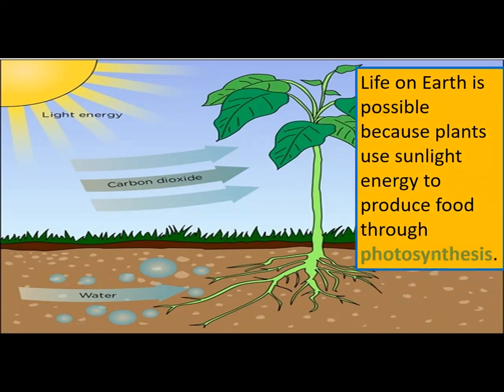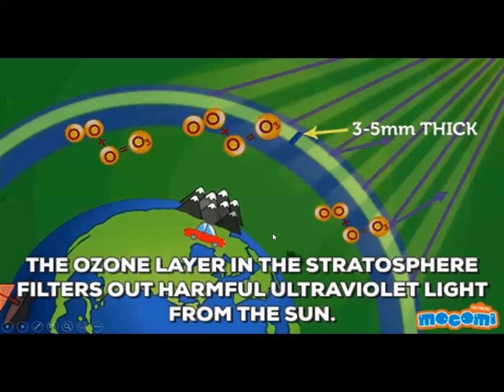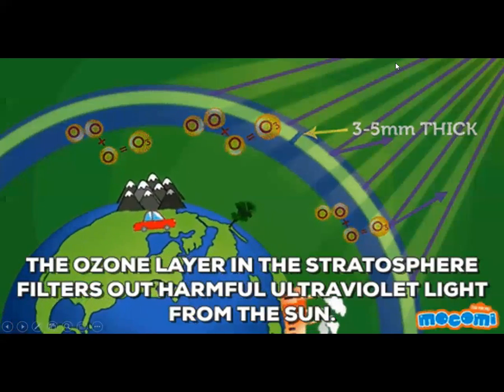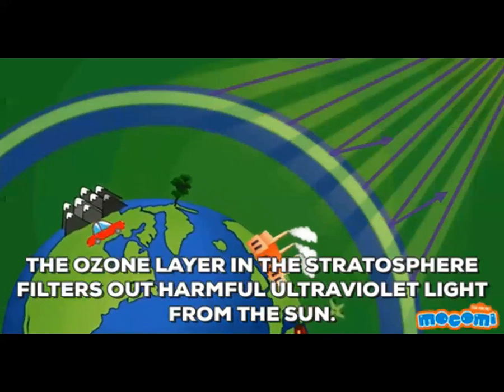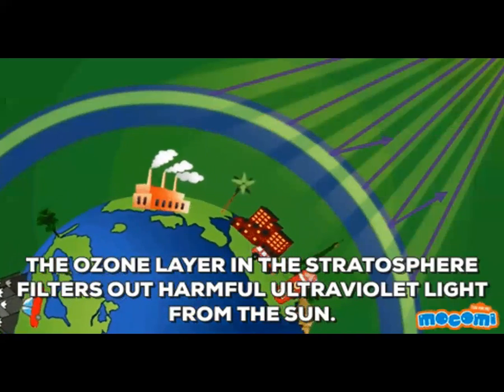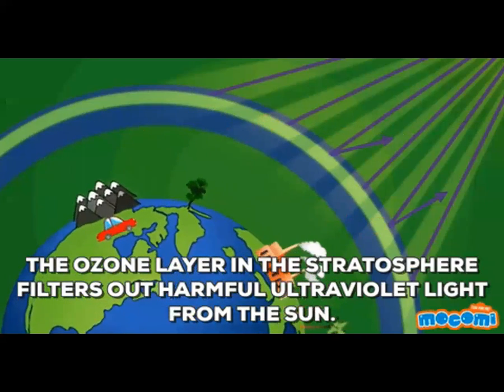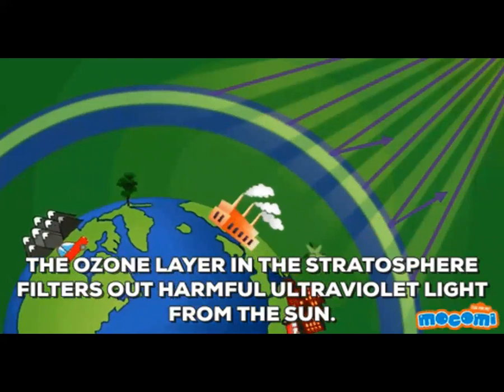Life on Earth is possible because plants use sunlight energy to produce food through the process of photosynthesis. The food produced by plants starts the biosphere's food chains and food webs. Now, in my explanation earlier, I mentioned that sunlight is composed of visible light and ultraviolet radiation and infrared.